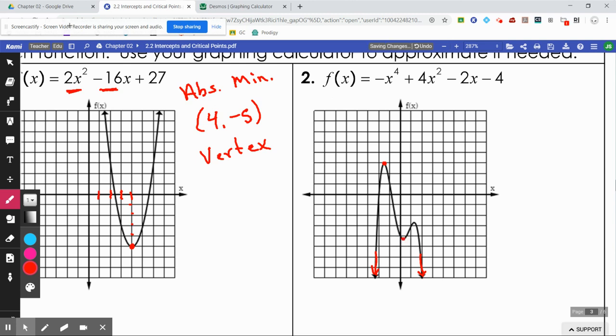And then even though this is not your absolute max, because it was up here, this is the highest point, you do have a relative max here as well, because it changes directions. It comes up and then it goes back down. So you have a maximum here, a minimum here, a maximum here. This is an absolute maximum, this is a relative minimum, and this is a relative maximum.